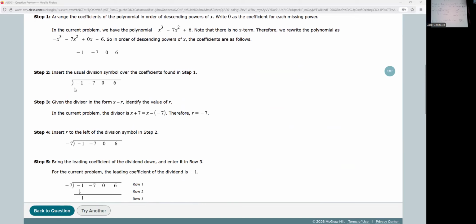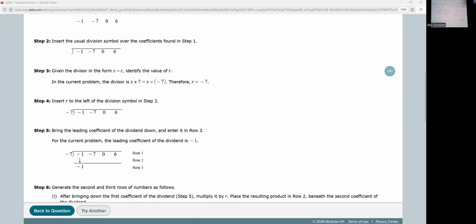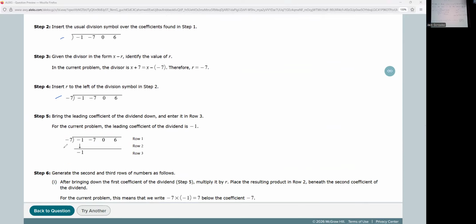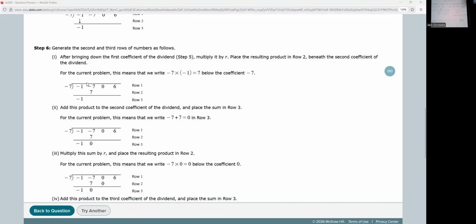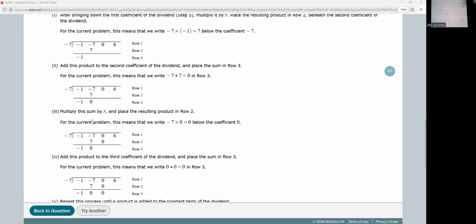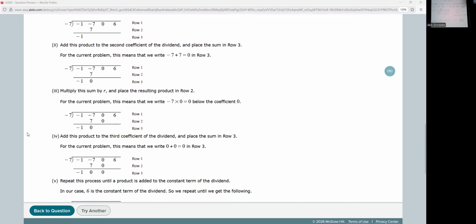So here we go. We set it up. Bring down the -1. -1 times -7 gives you a +7 right here on step 6. So -7 plus 7 is 0. So now -7 times 0 is 0, which is what they get here. Add those up, you get another 0. -7 times 0 again is 0. So the remainder is going to be 6.